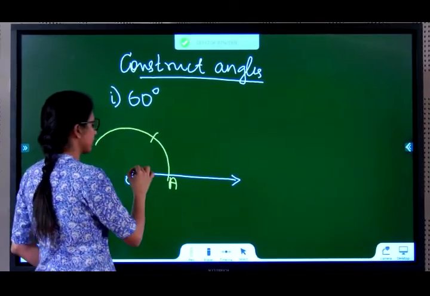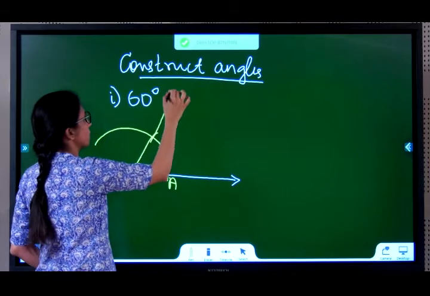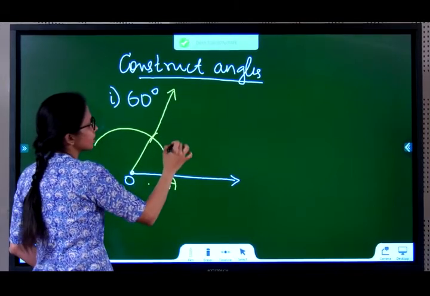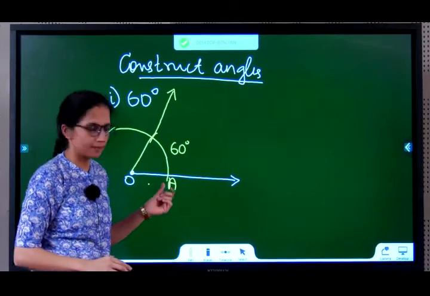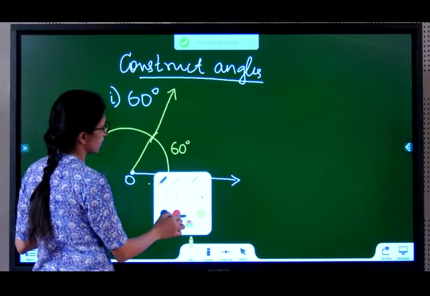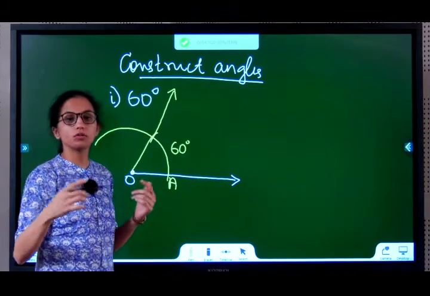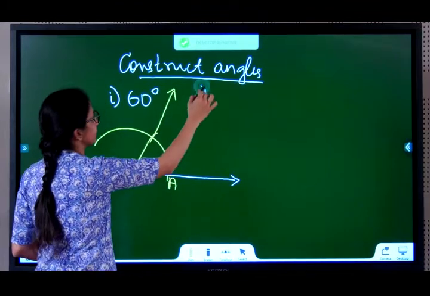Wherever it's cut, join that point to O. This itself is your 60 degree. Now the next question here is, ma'am, what do I do if I want to construct 30 degree?